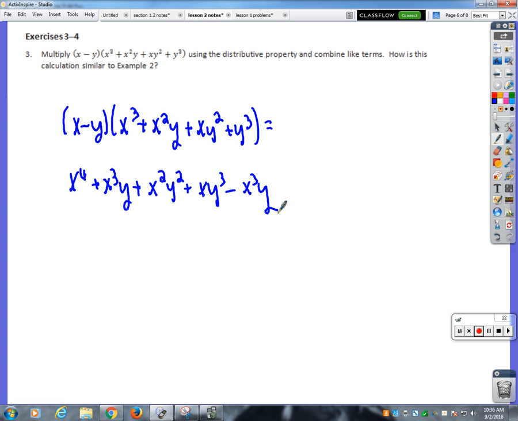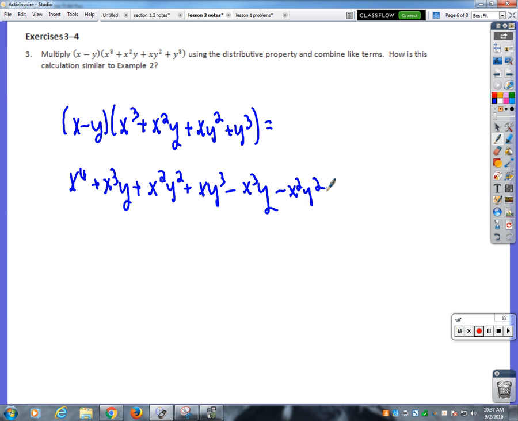Negative x squared y squared. Good, negative x squared y squared. How about negative y times xy squared, Mason? I was writing it down. Okay, what's negative y times xy squared?